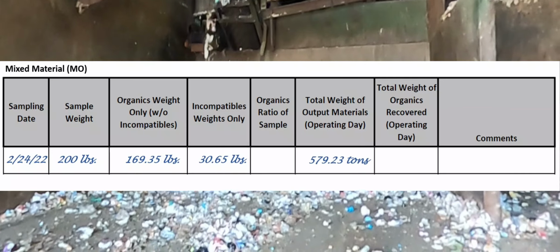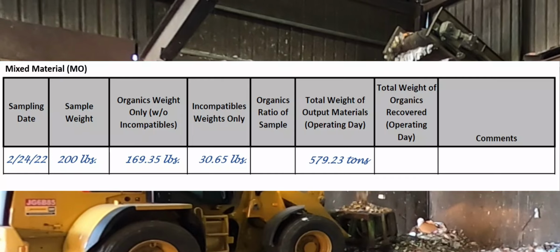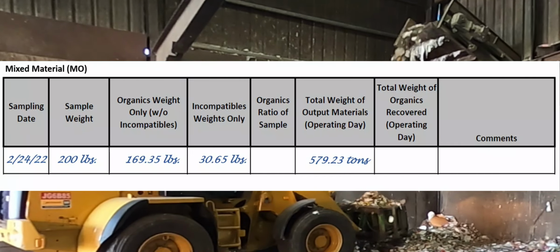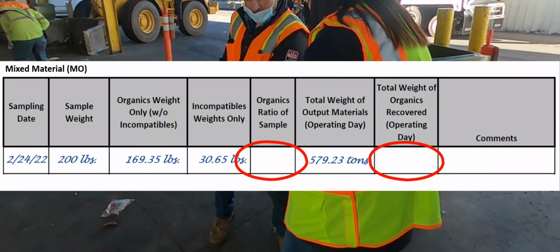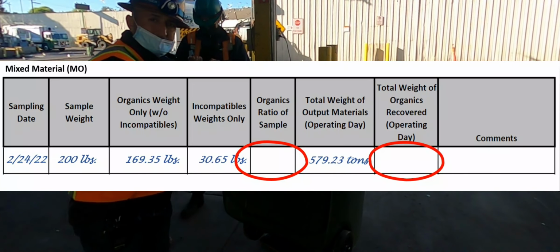And at the end of the operating day, the operator noted the total amount of mixed material that was sent off-site for recovery, which was 579.23 tons. Now, using these numbers, the operator can determine the organic ratio in the sample and calculate the total amount of mixed material that was recovered for that operating day.